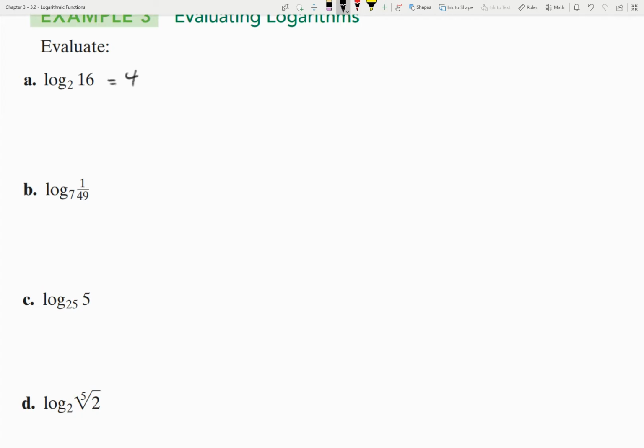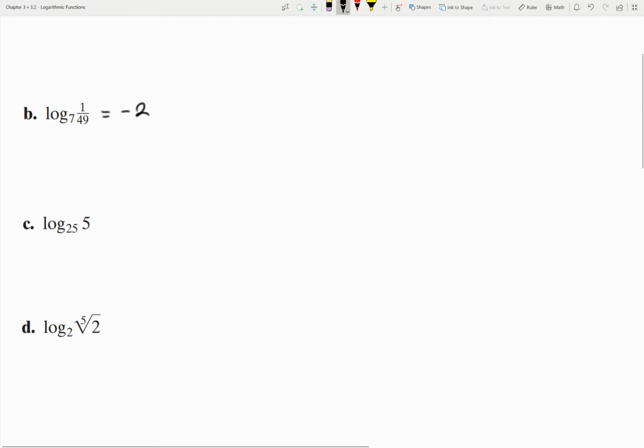Next, with a fraction, the log base 7 of 1 over 49. Remember that 49 is 7 squared, but in order to get a fraction, you need a negative exponent. So the log base 7 of 1 over 49 is negative 2.